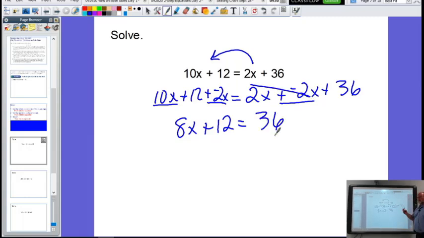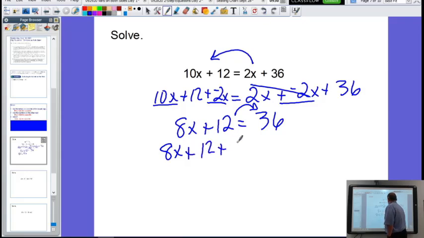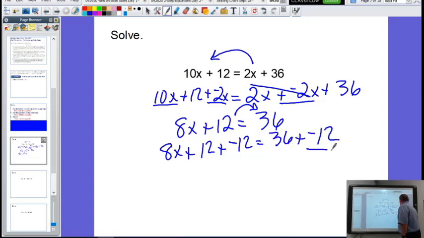Now we're just down to a regular two-step problem. I moved my letters to one side, and my letters are together on the left. So now I need to move my numbers to get those together on the right, on the other side. Again, we do that by adding the opposite. So I have 8x plus 12 plus the opposite of 12, which is negative 12, equals 36 plus negative 12. That was the new thing, and I added it to both sides. So my 12s on the left-hand side go away, and I'm left with 8x equals, and then 36 plus negative 12 gives me 24.